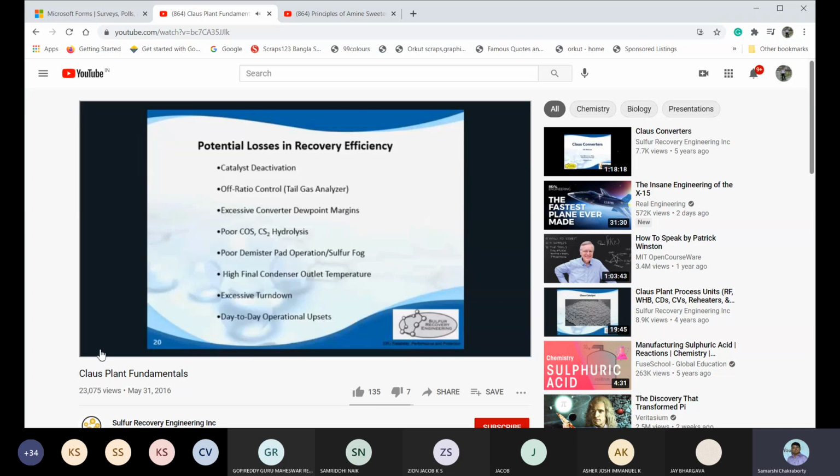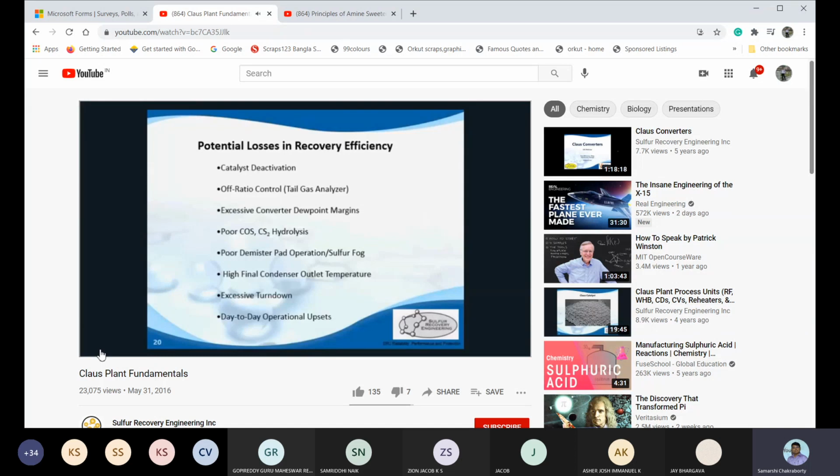Now we'll talk about the main potential losses to recovery efficiency. So we have catalyst deactivation, and that can be thermal, mechanical, or chemical. It can be from soot or fouling. It could be from sulfation, or you could have poisoning from VTEX breaking through into your converter. Also, off-ratio control is a big one. It has to do with the tail gas analyzer and air demand analyzer, which we'll get to.